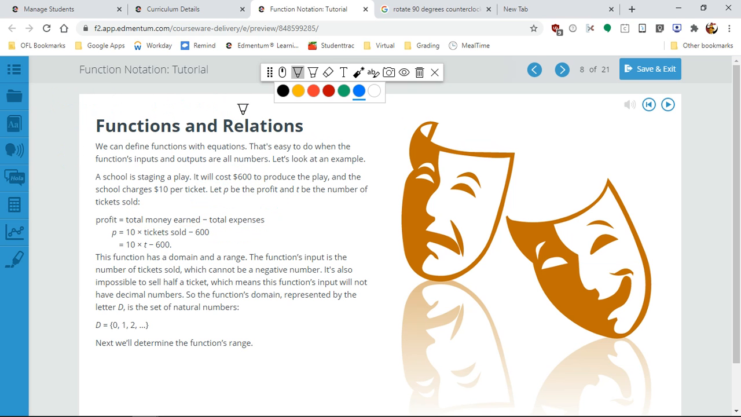So this is the idea of functions. It's this relationship that we get. People are buying tickets. However many tickets people buy, that's going to be our input. My output would be how much money I owe if it's negative, or how much money I make, which is our profit.